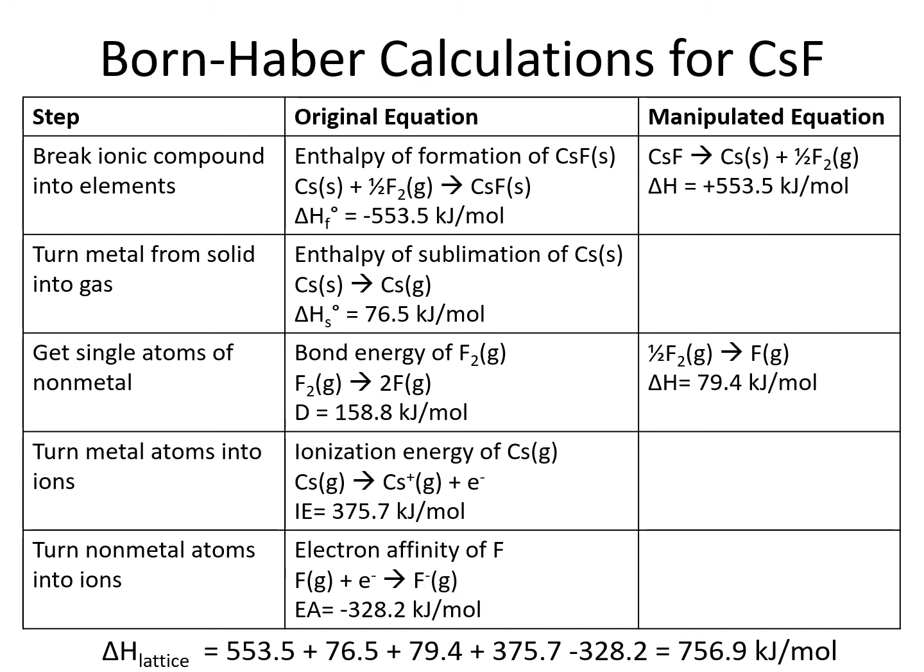Anytime that we have an ionic compound, we're going to be using these same 5 steps. The way we manipulate the equation might change depending on the ionic compound. But the 5 steps of breaking the ionic compound into elements, turning the metal from a solid into a gas, getting the single atoms of the nonmetal, turning the metal atoms into ions, and turning the nonmetal atoms into ions will always apply.